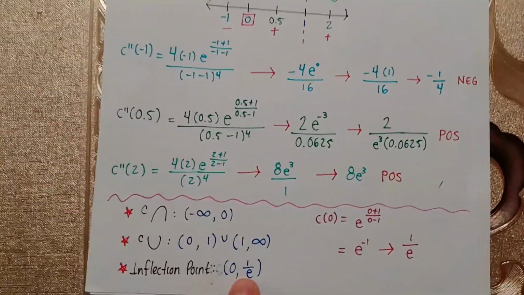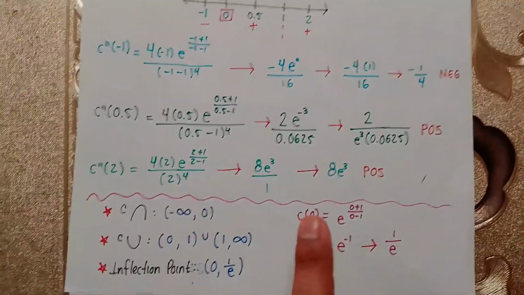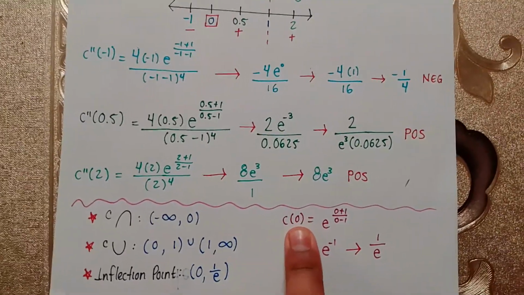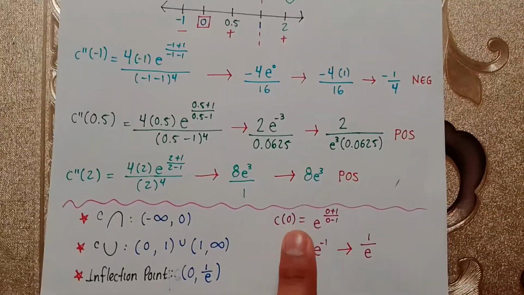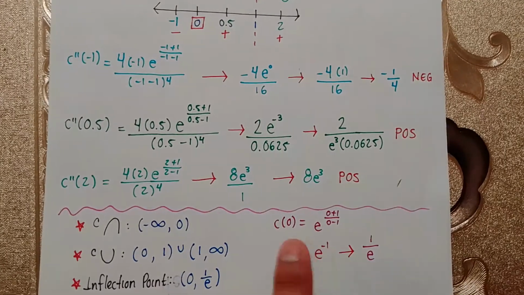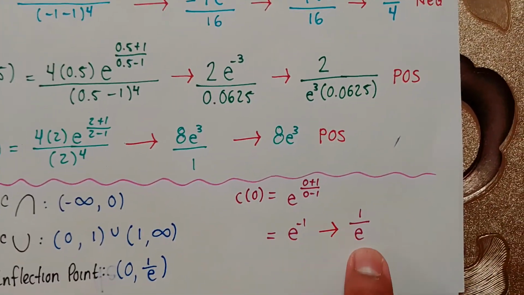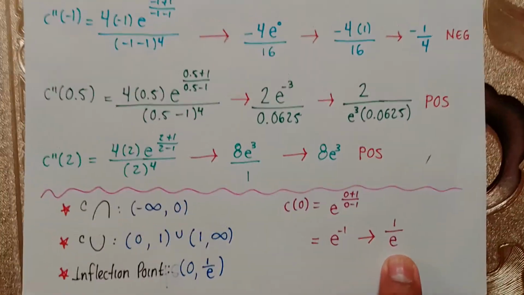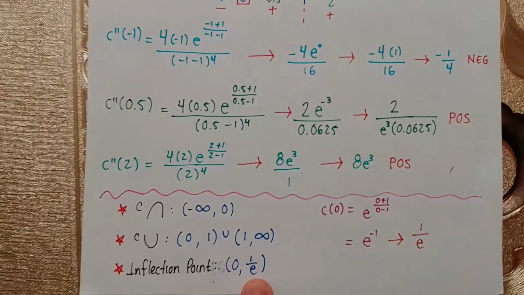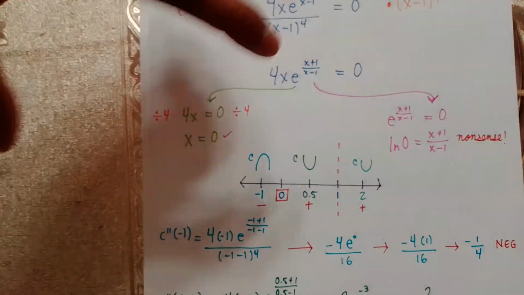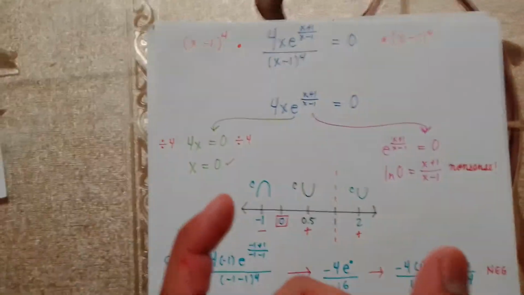So our inflection point, we found it by plugging x of 0 into the original function, just to see what y value it's going to be. And as you can see, it's just 1 over e. So our graph at 0 equals 1 over e is going to flip from concave down to concave up. Yeah, we'll go on from here.